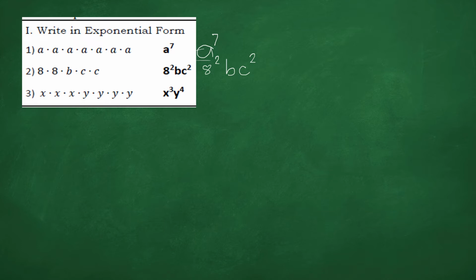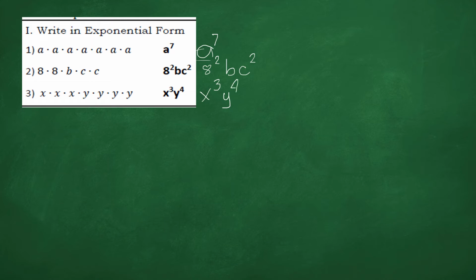Okay, another example for our number 3, we have the base x, yun ang variable na ginamit. Then 1, 2, 3, 3 times ginamit si x as a base, so that will be our exponent. And then we have also y. Since si y ay ginamit siya na 4 na beses as a base or as a factor, we're going to write 4, and this will be their exponent.